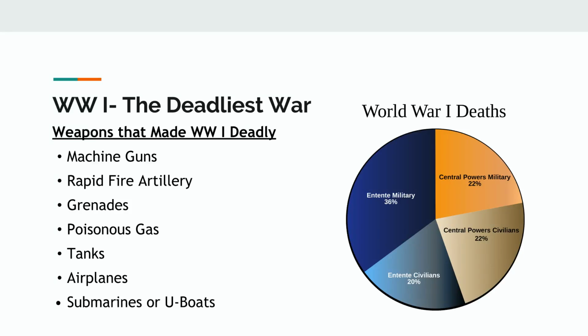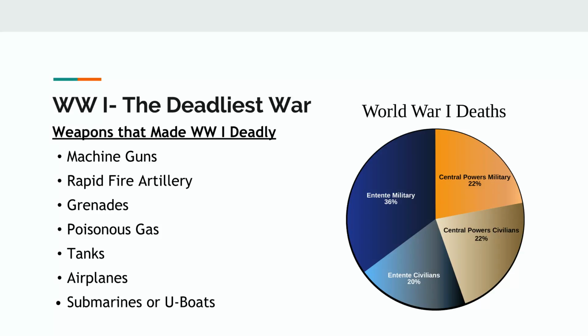A couple things too about World War I that made this war so deadly were the new weapons and new technology. Of course, you can see here with this chart, these are World War I deaths. You notice that there were a lot of deaths on all sides. The Triple Entente took 36% of military casualties, whereas the Central Powers only took 22%. So a lot of guys were dying on the Allied side. But the reason why a lot of deaths were occurring was mainly because of the weapons and the technology that had come about during this period.